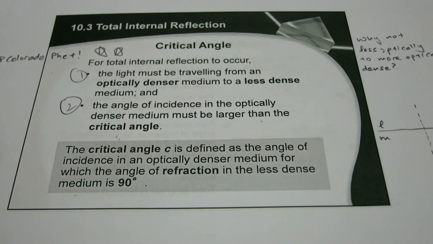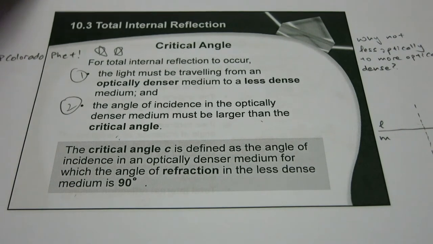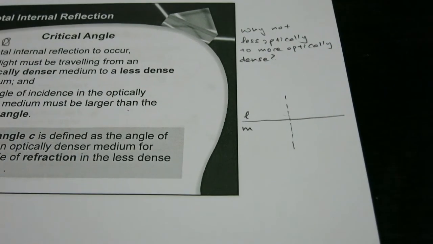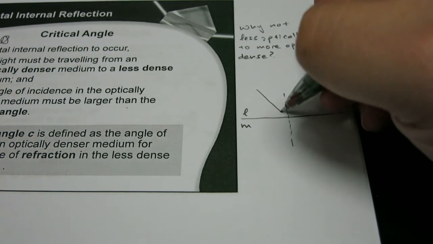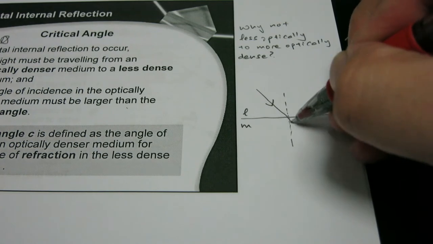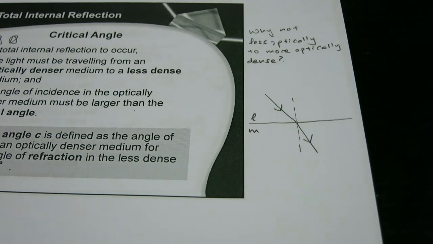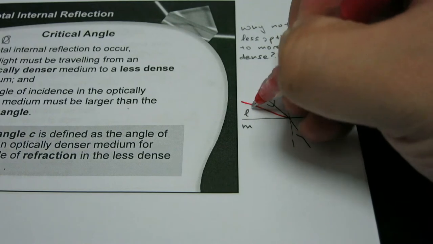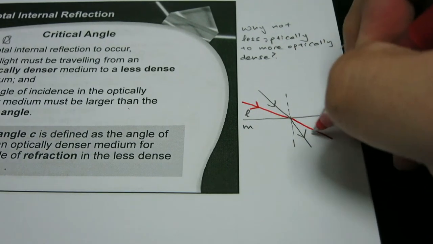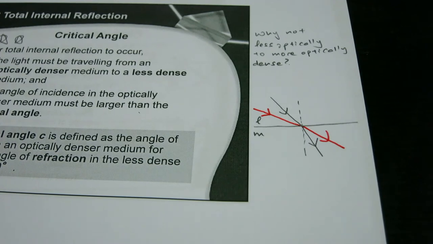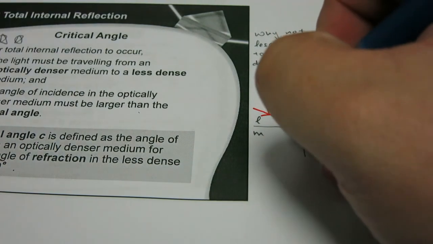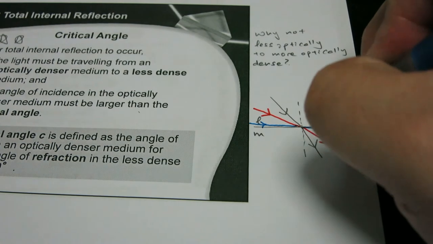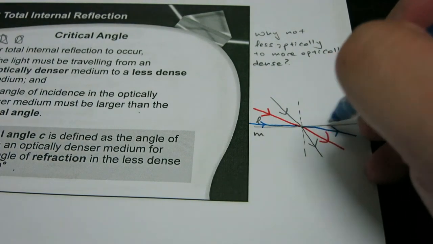Alright, so let's talk about option one first. Why is it not possible for light to be traveling from an optically less dense medium to an optically denser medium and have TIR occur? If it's traveling from an optically less dense medium to a more dense medium, then it should bend towards the normal. As I increase the angle of incidence, my light ray will still bend towards the normal. If I increase it even more, up until almost near the boundary surface, it will still bend towards the normal. So there will never be an instance where the light ray cannot refract.